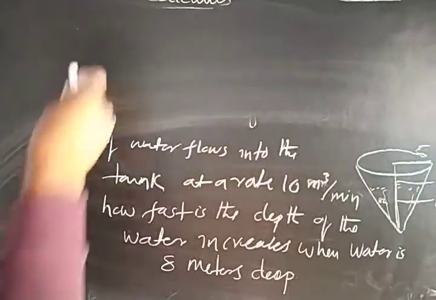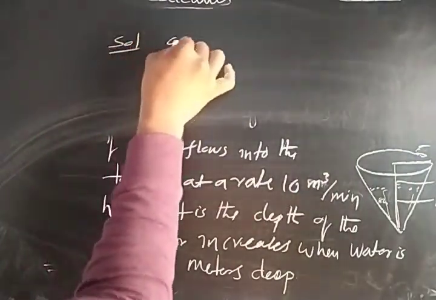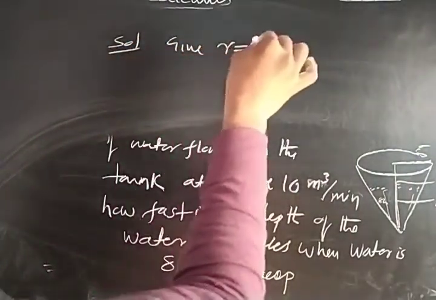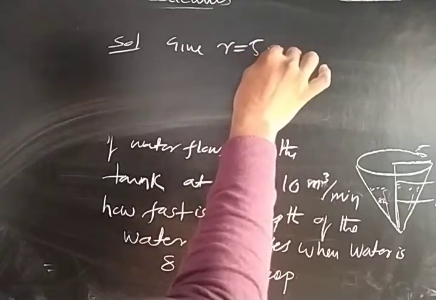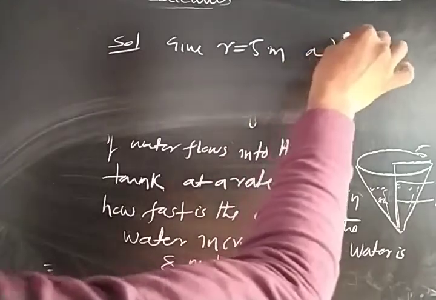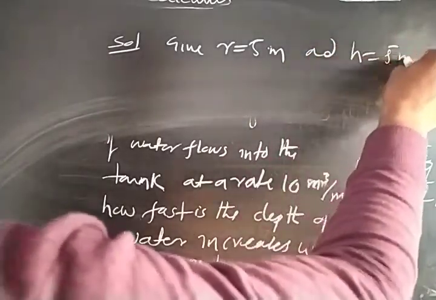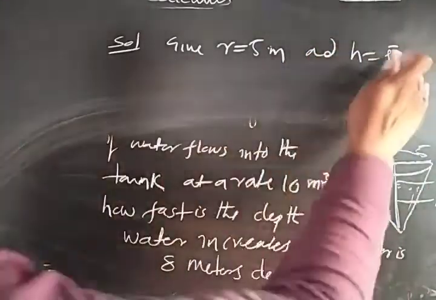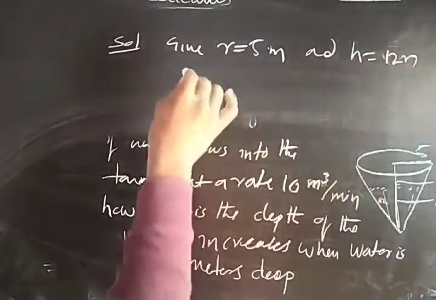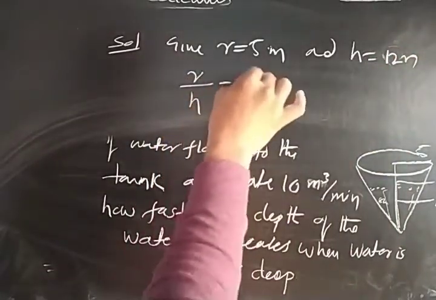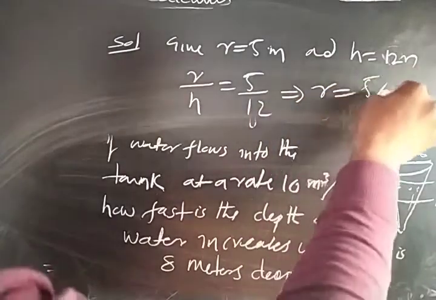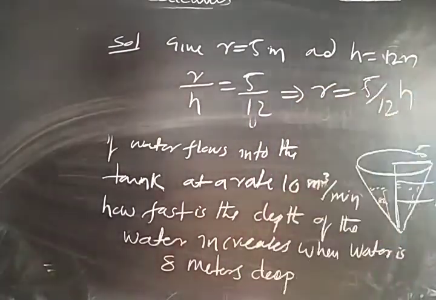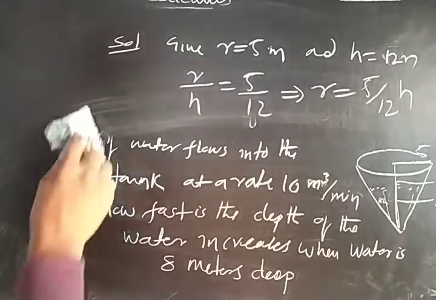So first of all I will write the given information. Given radius r is 5 meters and height 12 meters. Cone height is 12 meters. So I will find r by h is 5 by 12. That means r you can express in terms of height: r equal to 5 by 12 h.